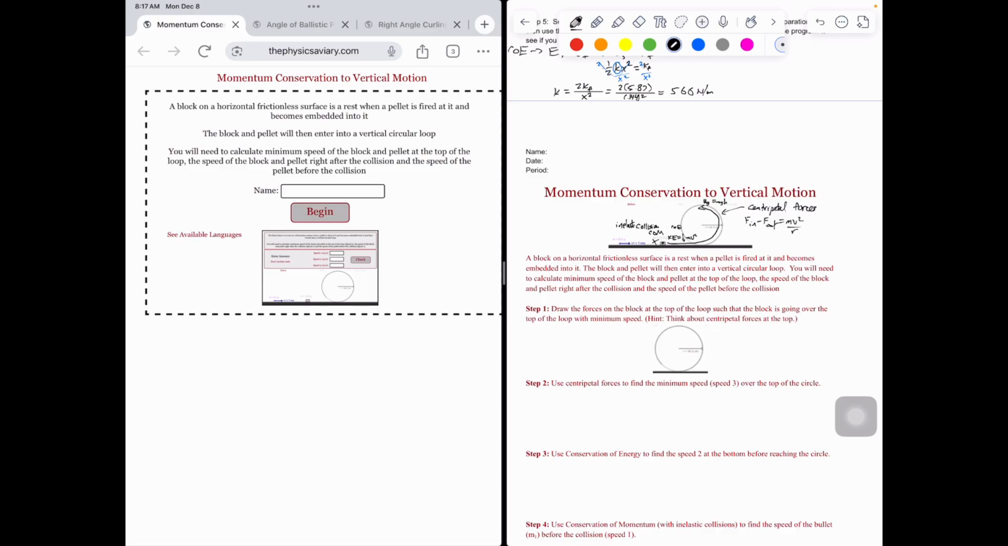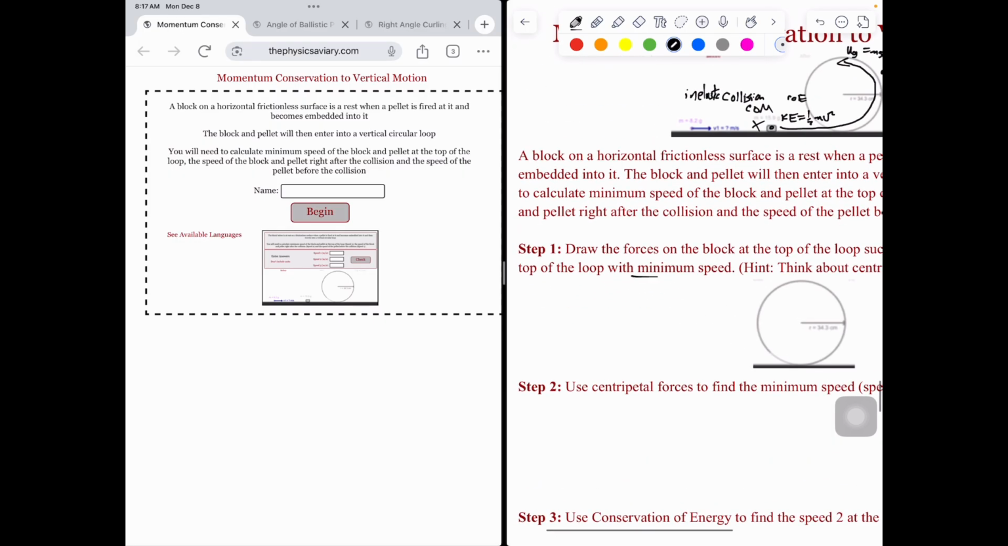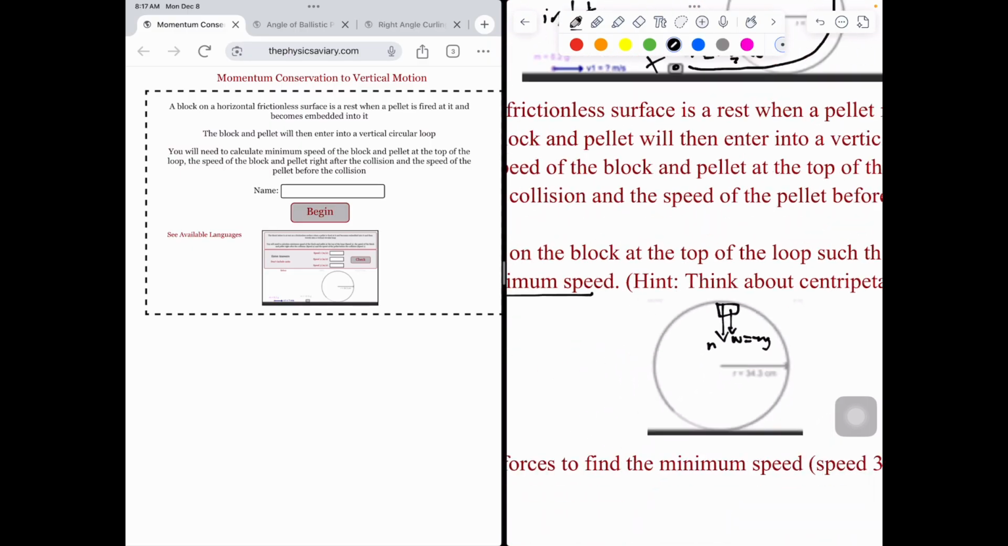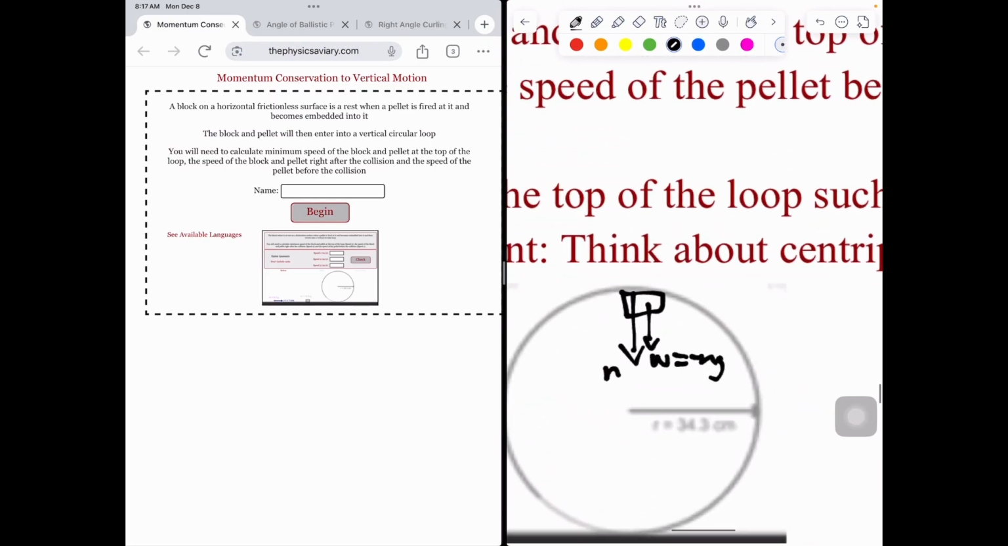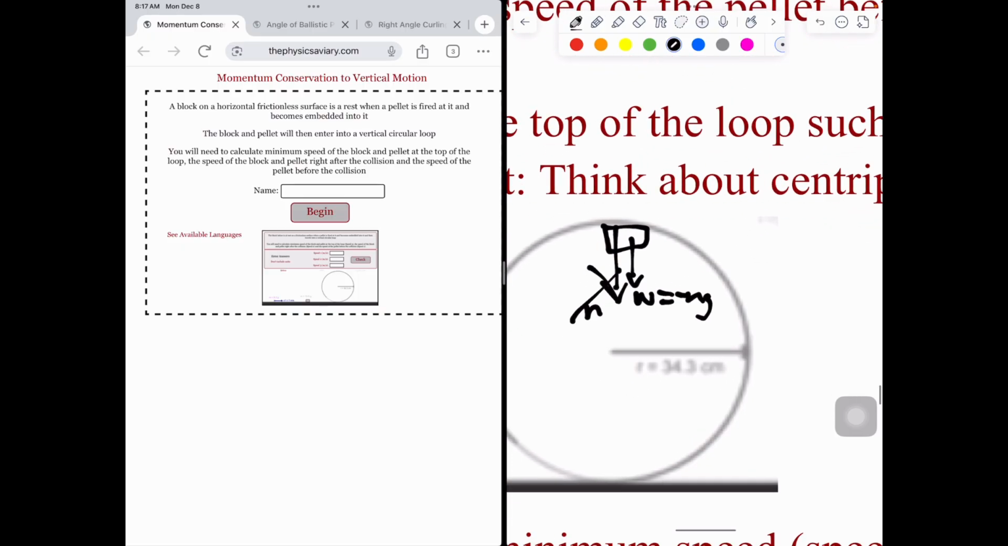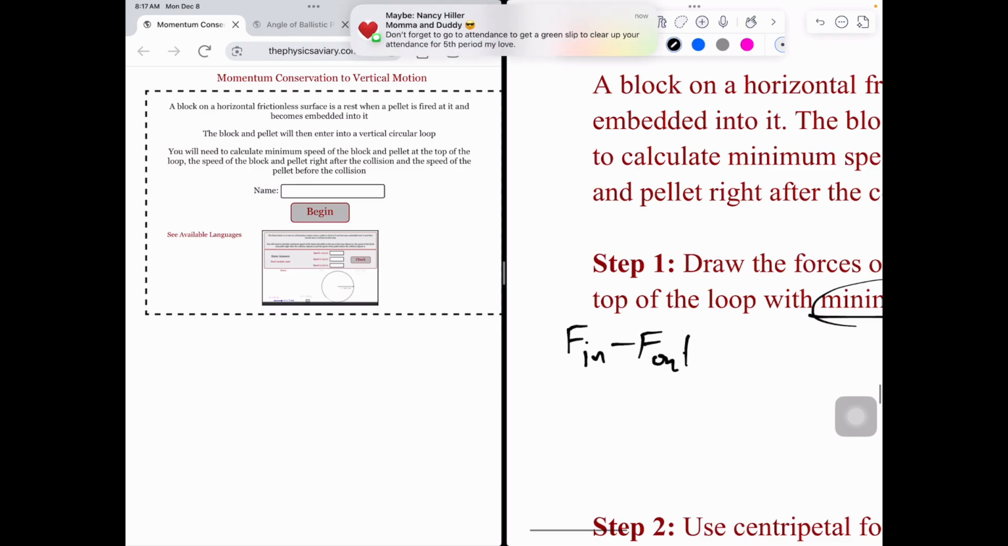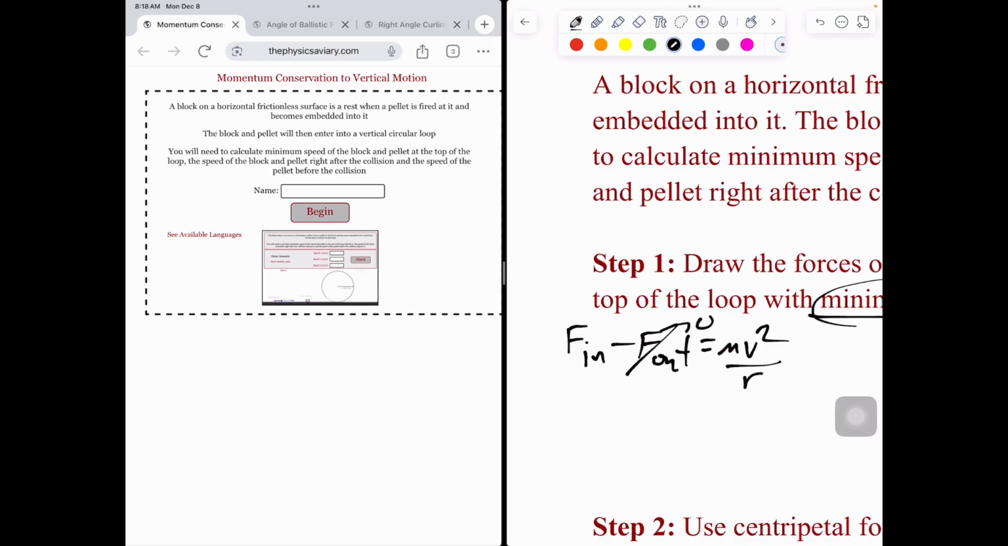So we see in step 1, draw the forces at the top of the block such that it's going over the loop with the minimum speed. There we go. So we're going to draw the block up here. Now, normally, you would have normal force and you would have weight equals mg. However, because we're talking about the minimum speed needed to get over the top, you will neglect the normal force, okay? So the only thing we have going over the top, forces pointing in minus forces pointing out equals mv squared over r. There are no forces pointing out, and the only force pointing in is mg.